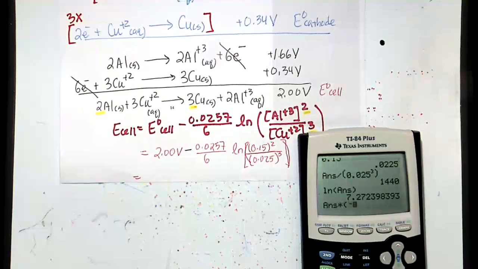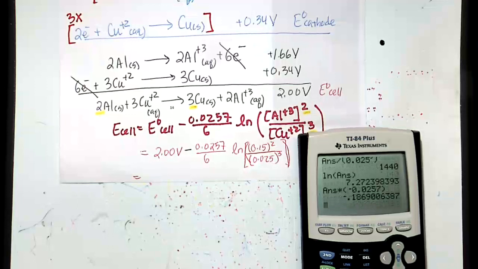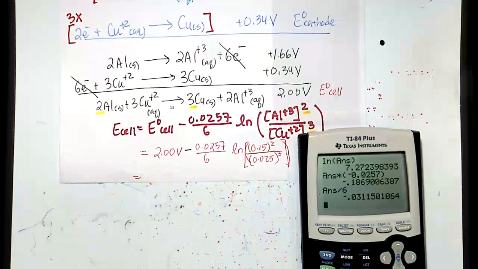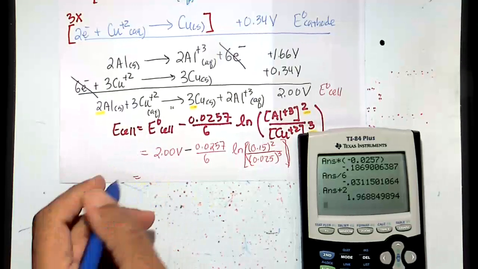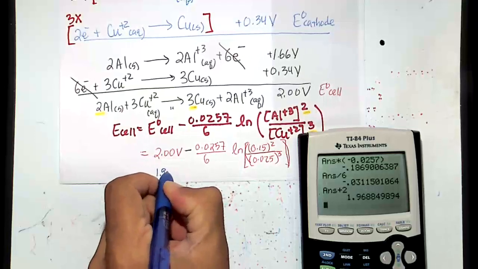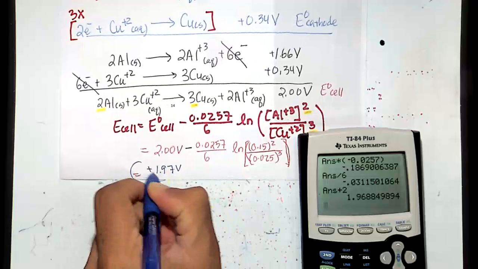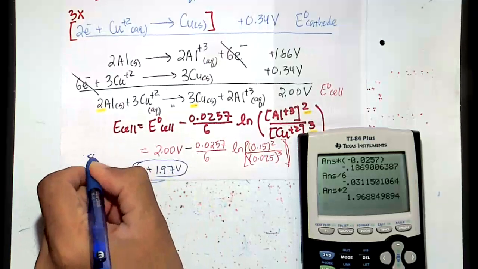So times negative 0.0257. Okay, divided by 6. And plus 2 volts. 1.97 volts. Yes. Okay, got 2 nods, so 1.97 volts. It too is spontaneous, so it favors the products.